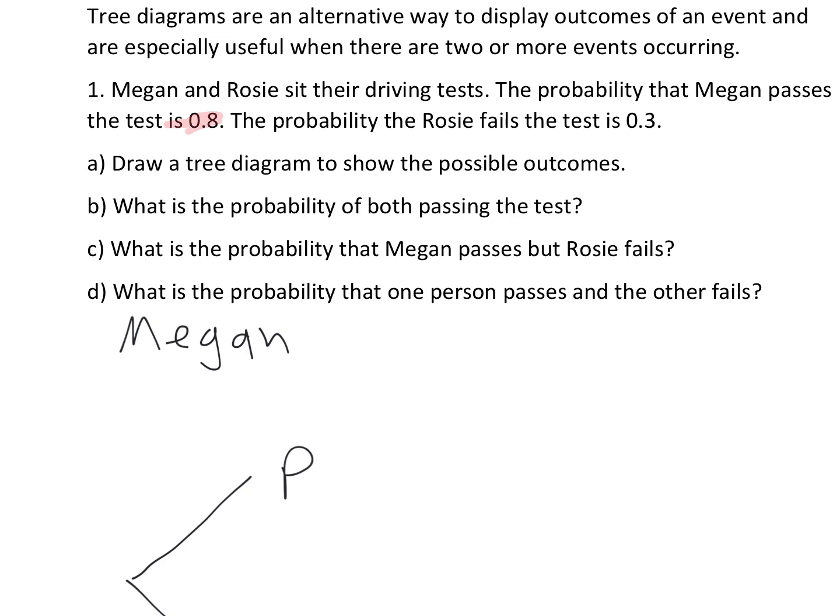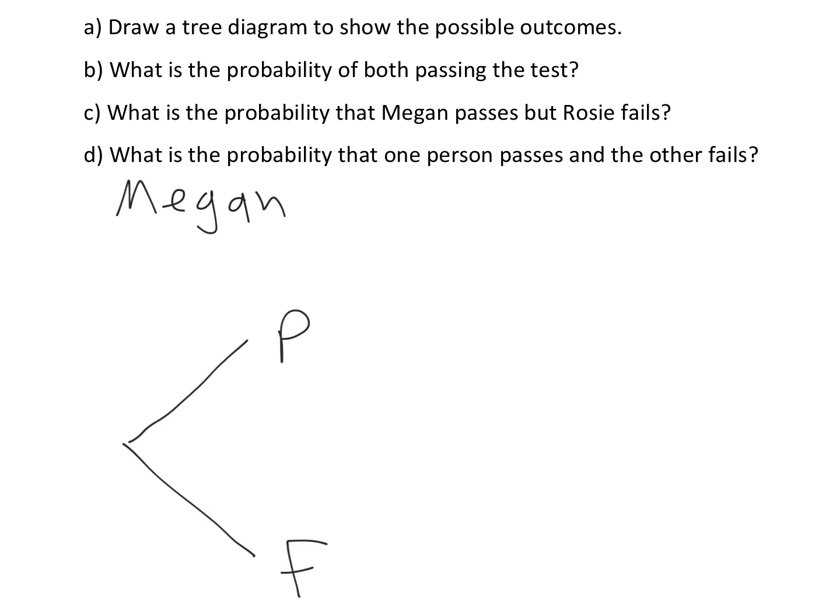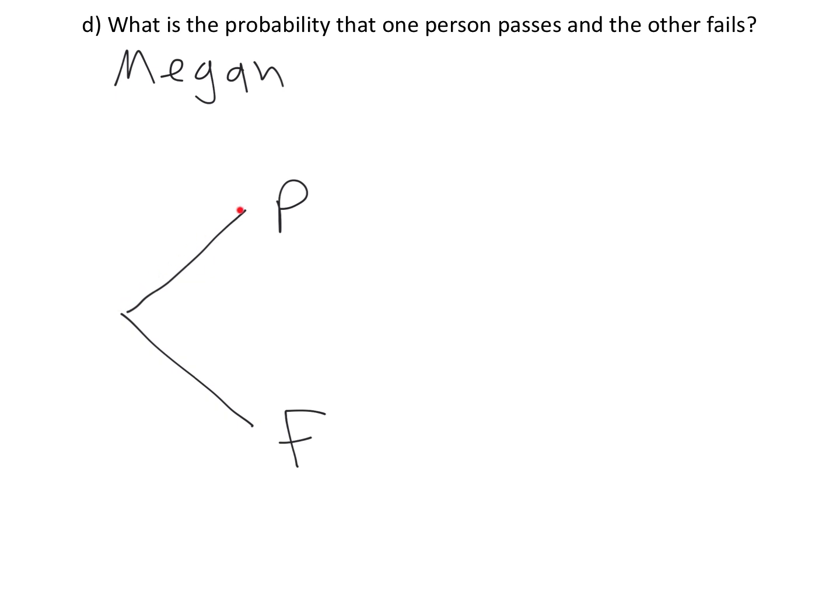So the outcome goes to the end of a tree diagram, at the end of the branch, so to speak. So there's the outcome at the end. The probability goes on the branch itself. So try not to mix those up: the outcome at the end of the branch and the probability of the outcome on the branch. If the chances of her passing is 0.8, the chances that she fails would be 0.2. Okay, this is the first part of a tree diagram, and the first event, Megan.